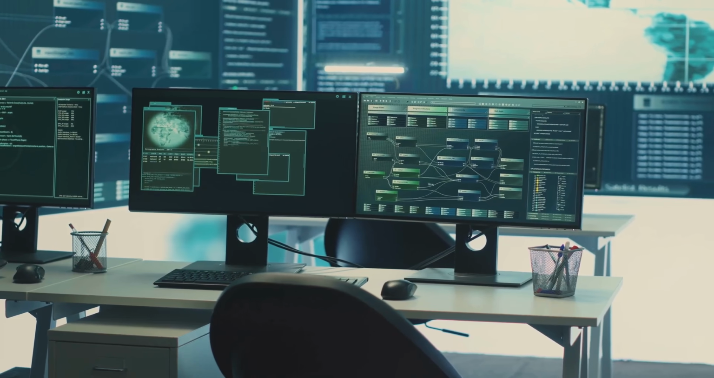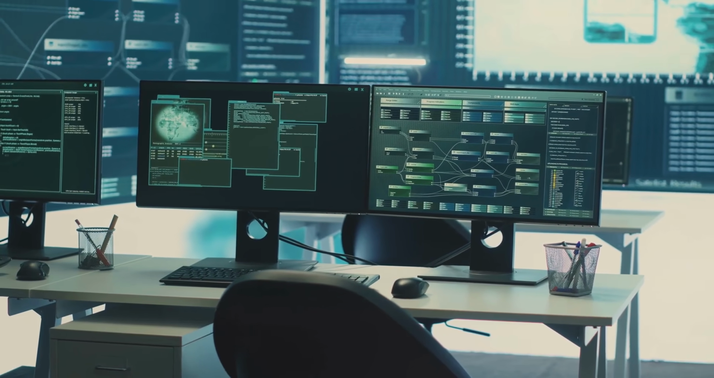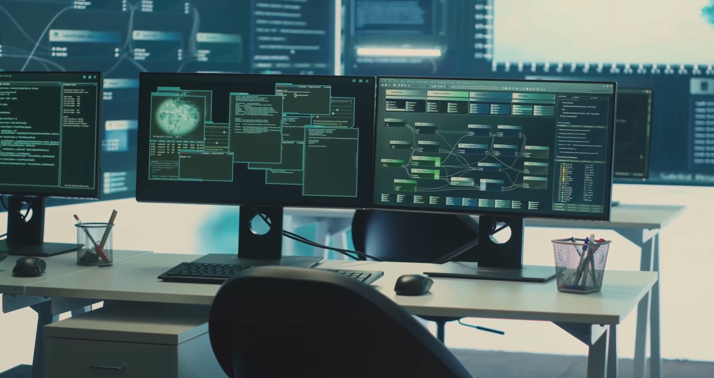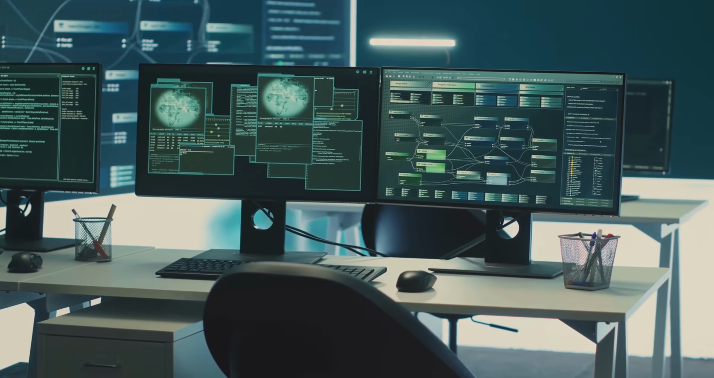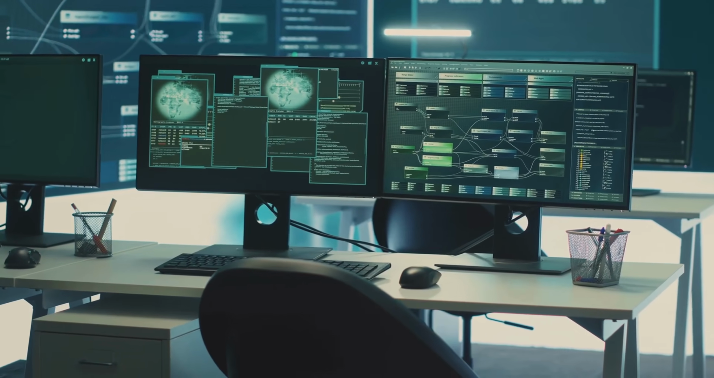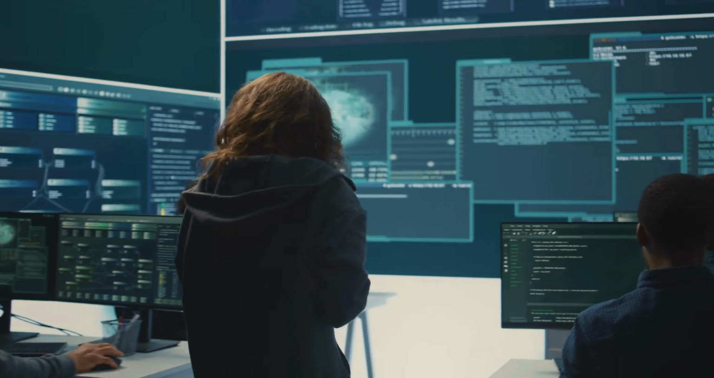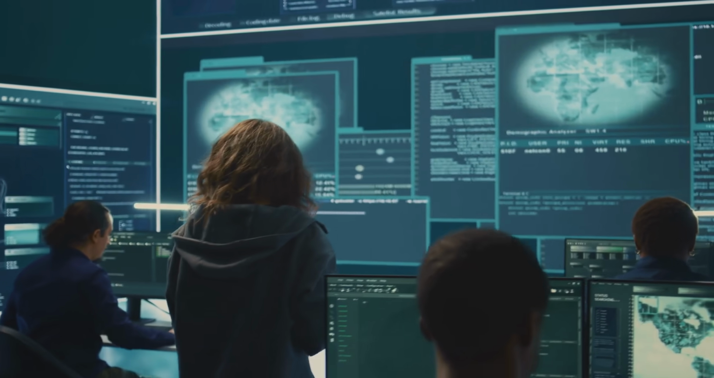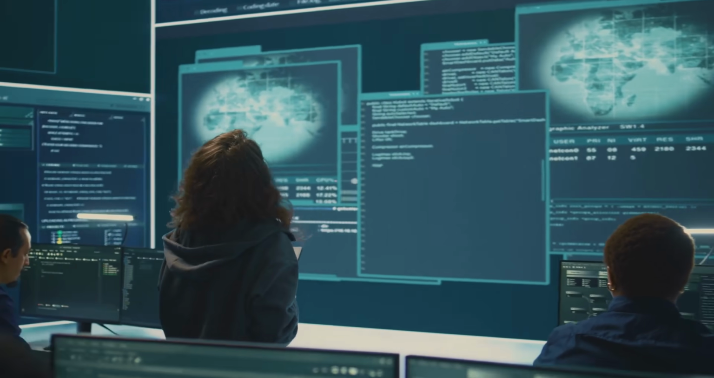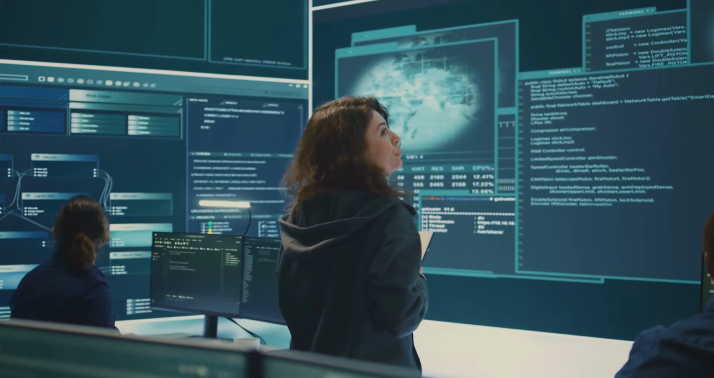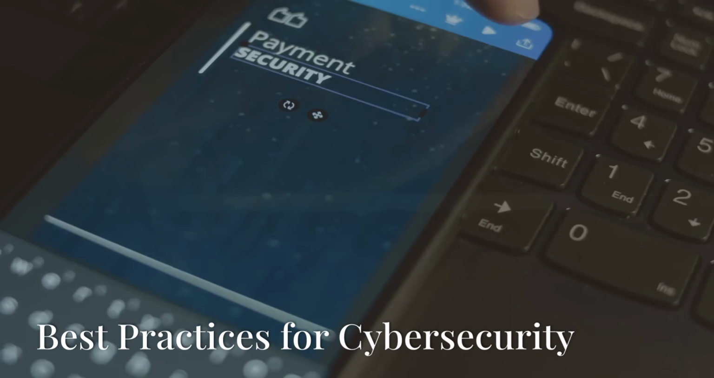Implementing these cybersecurity measures is essential for safeguarding your digital assets and maintaining the integrity and confidentiality of your data. Regular updates and monitoring are key to staying ahead of potential threats. By staying informed and proactive, you can create a robust defense against cyber attacks and ensure the safety of your digital environment.